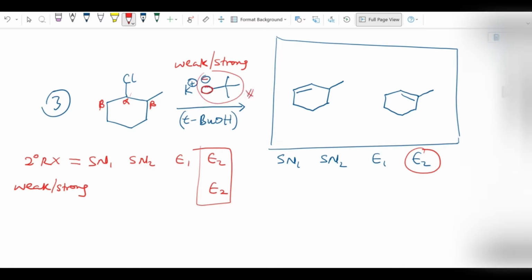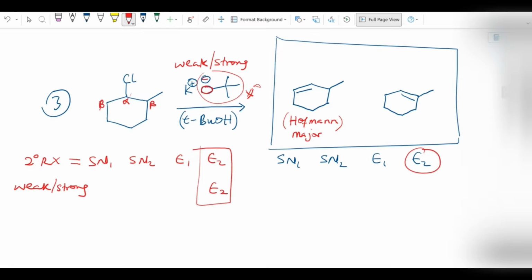Zaitsev product. Bulky bases like potassium tert-butoxide prefer to abstract the protons that are attached to the less hindered beta carbon of the alkyl halide. That's because of their bulky nature, this carbon is more exposed, and so it's easier for that base to pull off a proton that is attached to this beta carbon. In the case of this reaction, the Hofmann product will be the major product.